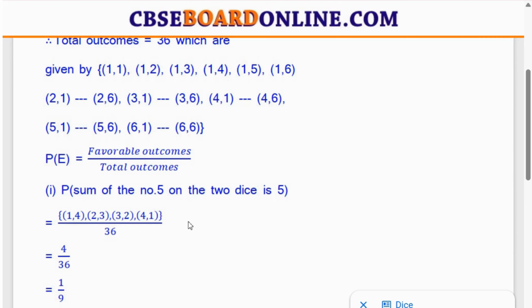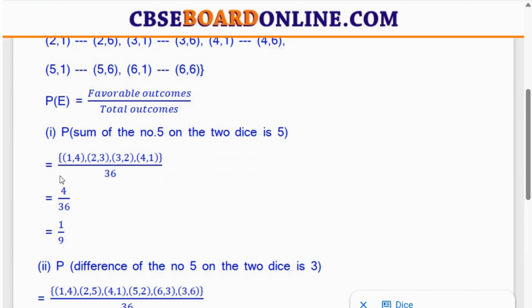Alright, so how much is the total probability of getting 5 as the sum? It is what? 4 times, right? So 4 upon 36 is what? It is 1 upon 9.